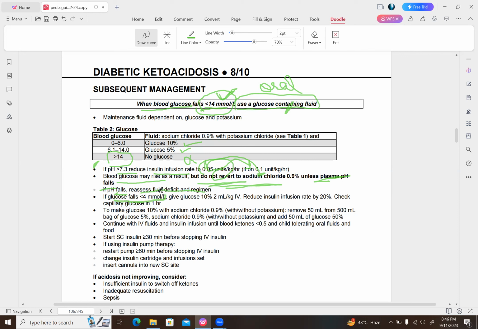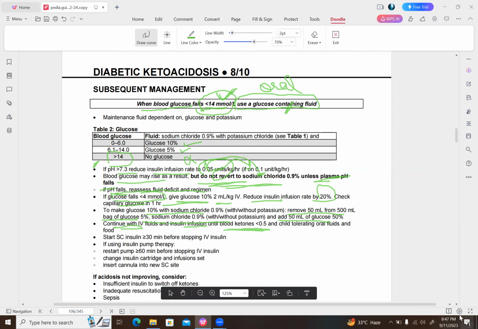If glucose falls below 4, give 10% glucose, 2 ml per kg IV, reduce the infusion rate by 20%, and check glucose after 1 hour. To make glucose 10% with sodium chloride, remove 50 ml of fluid from the 500 ml bag of glucose. For 5%, use sodium chloride 0.9% and add 50 ml of glucose 50%. Continue with the IV fluids and insulin infusion until the blood ketones are less than 0.5.